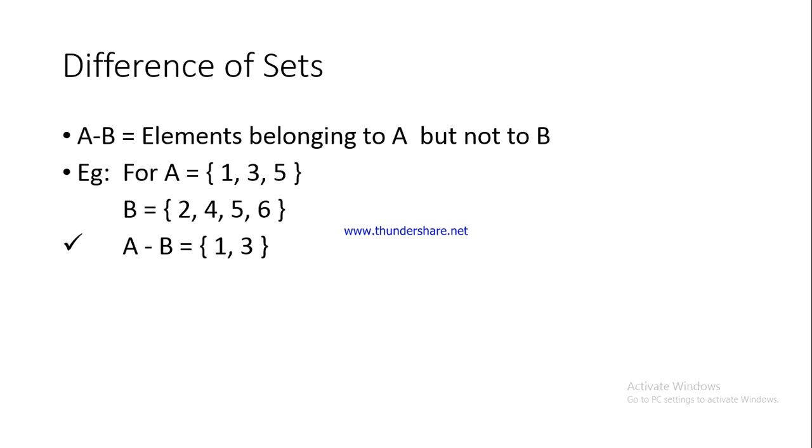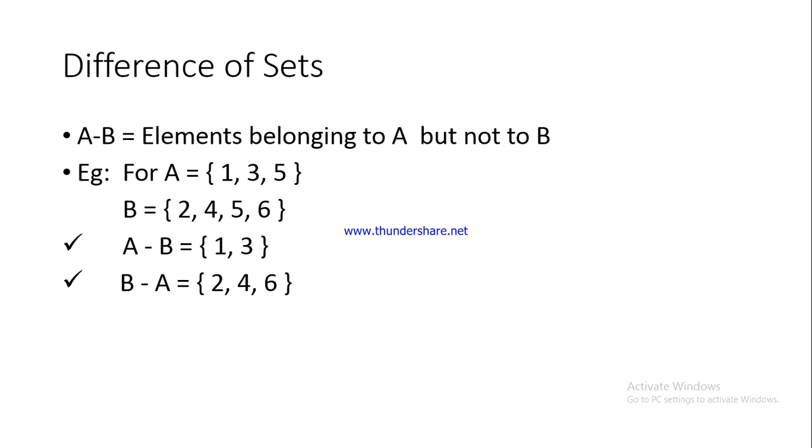So please understand this mechanism better, because we'll be using this for solving various practical questions later on. A minus B is equal to elements belonging to A. So elements belonging to A were 1, 3 and 5, but since 5 was also part of B and we should not have included B or any element which is part of B, that is why we eliminated 5 and we got this result: A minus B is equal to 1 and 3.